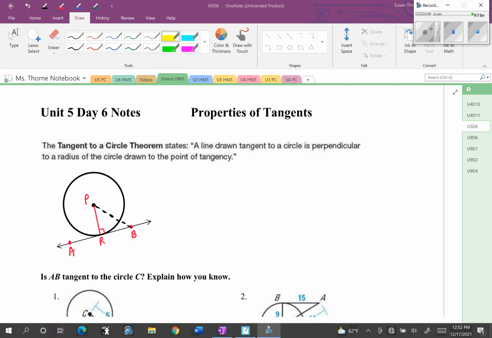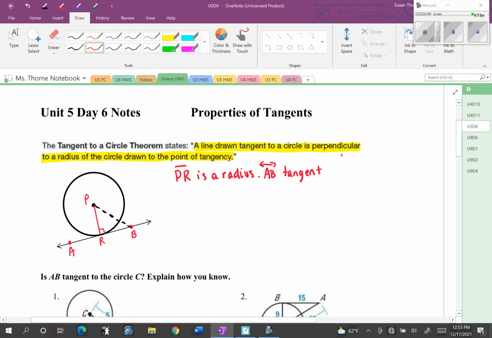Today we're going to talk about properties of tangents. The tangent to a circle theorem states, a line drawn tangent to a circle is perpendicular to the radius of the circle drawn to the point of tangency. So as you can see here, we would say that PR is a radius and AB is the tangent line. So R then would be the point of tangency.